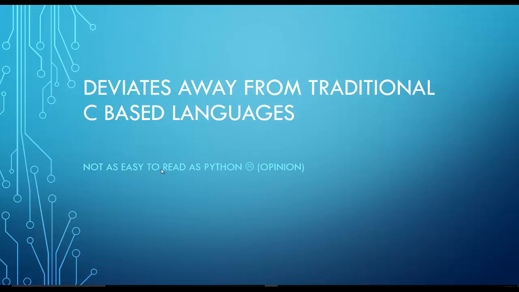So I also have here, not as easy to read as Python, and that is just my opinion. That's not even what the community is saying, but for me, I look at Go language and it doesn't click as well as something like Python.